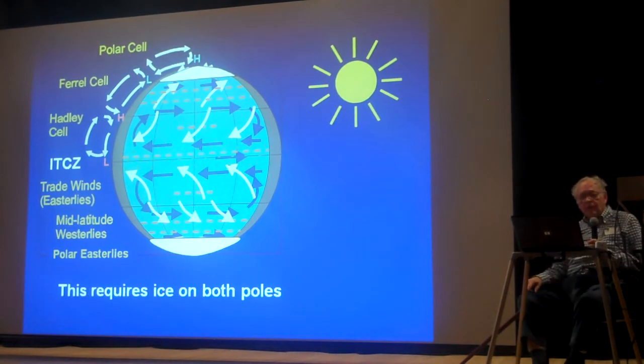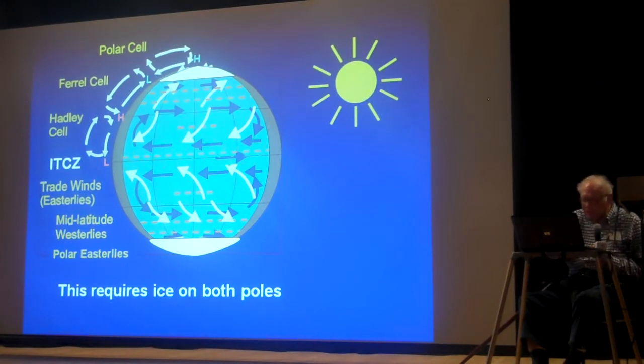For this to work, you have to have ice on both poles. And that ice essentially stabilizes the climate system. That's very important to know.